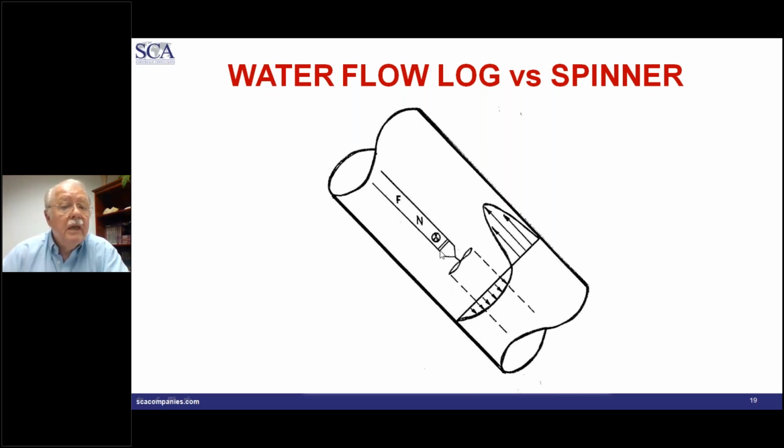What if you're in a horizontal environment? It's very common to run an oxygen activation water flow. So in highly deviated or horizontal flows, you have an oxygen activation water flow. Well, let's look at what happens there. First of all, this is a pulsed neutron source here, and it can be turned on for short periods of time, maybe 3 seconds or 5 seconds or whatever.